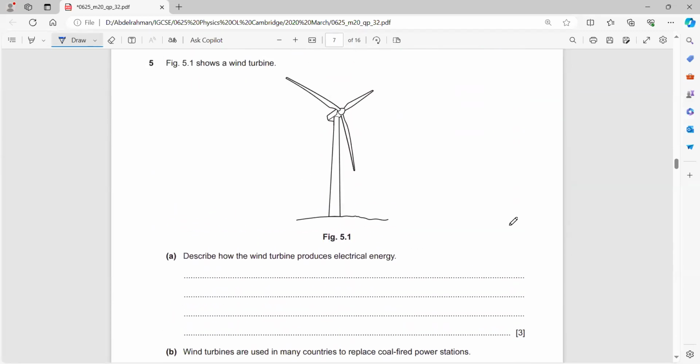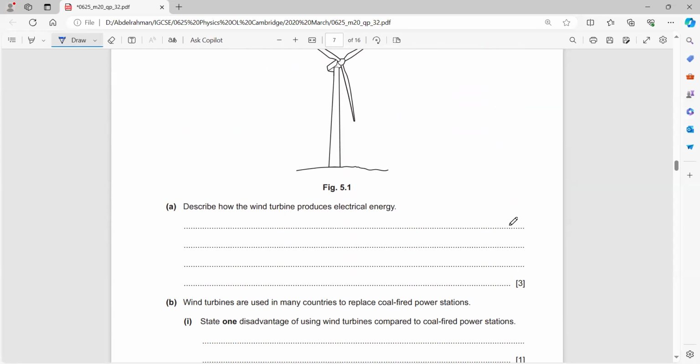Describe how the wind turbine produces electrical energy. Probably the easiest. Wind turns the turbine, then the turbine turns the generator, then the generator generates electricity. Yes, very easy, very simple. The wind rotates the turbine, the turbine rotates the generator, the generator produces electrical energy. Nice.